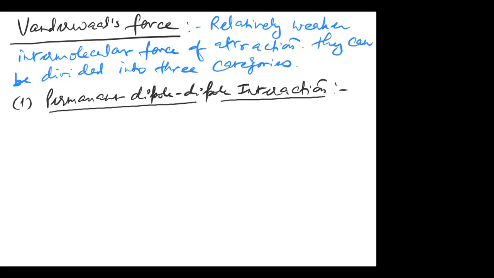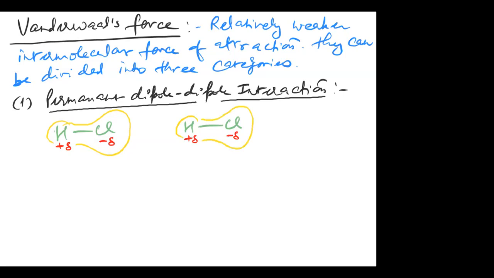Permanent dipole interaction means, for example, if it is an HCl molecule, in the case of HCl we already have a dipole moment, with hydrogen electron deficient and chlorine electron rich. This may be the overall electron cloud of HCl. Another molecule of HCl has a partial positive charge and a partial negative charge, and this may be a representation for the HCl molecule.